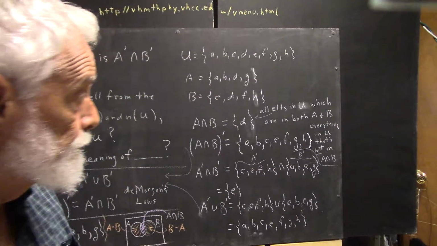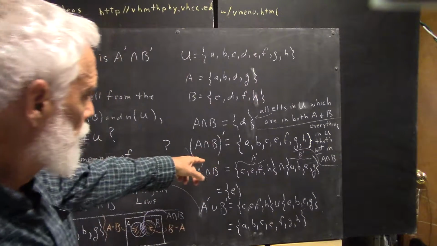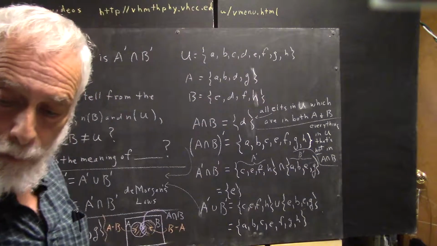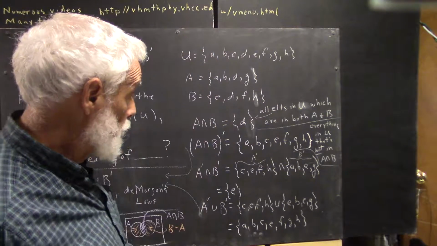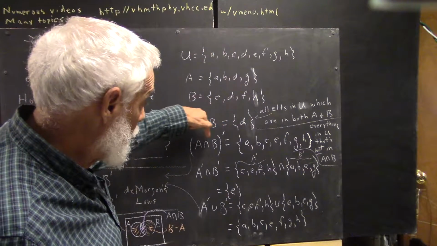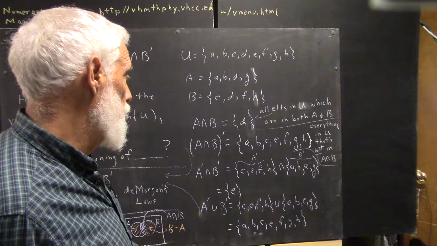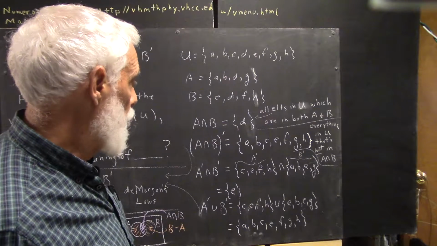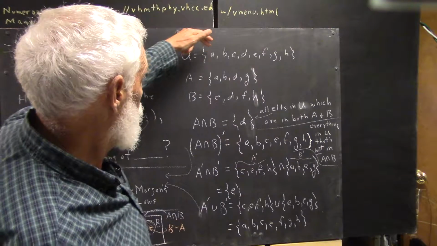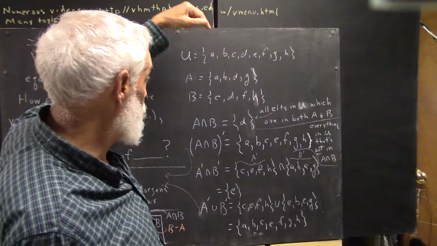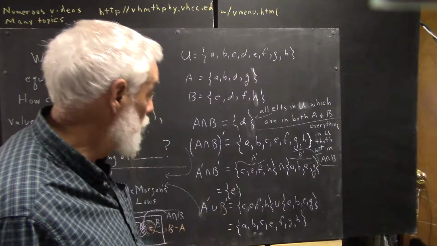Now, next question is A intersection B prime. That means the complement of A intersection B, which means everything that's in the universal set that's not in A intersection B. So how do I do that? Well, first of all, I go to A intersection B and I look at the universal set. If it's in the universal set and it isn't in A intersection B, then it goes down here.